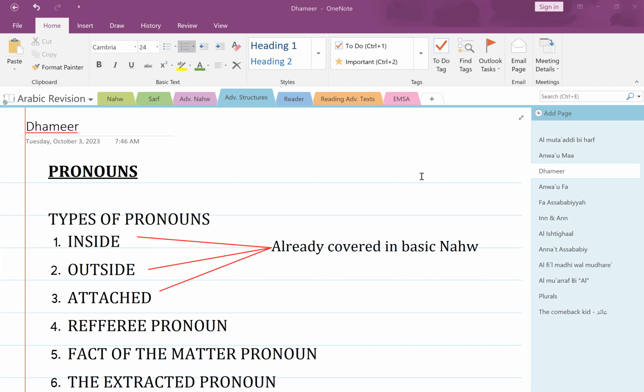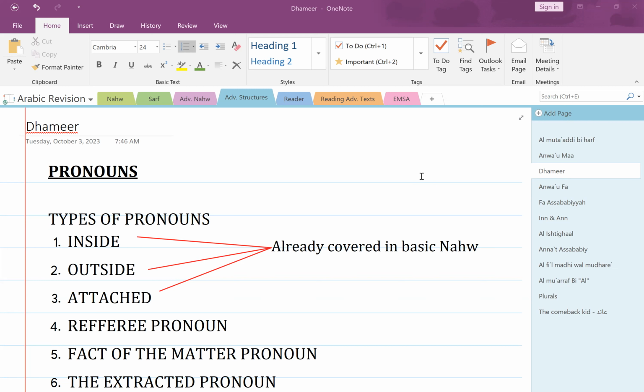So we're doing another topic on advanced structures, and this is the topic of ضمير pronouns. Okay, it's slightly more advanced than what we've covered so far in basic Nahu. So it has some additions that we're going to cover today, inshallah.